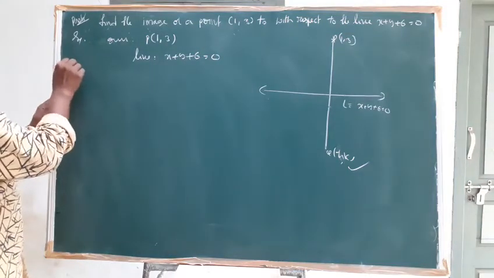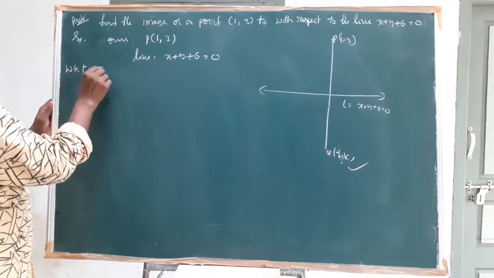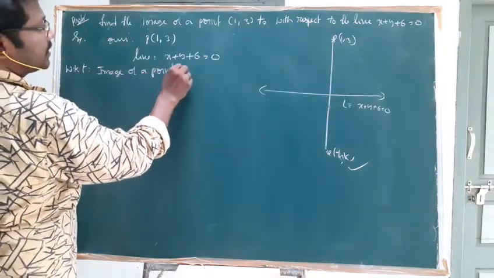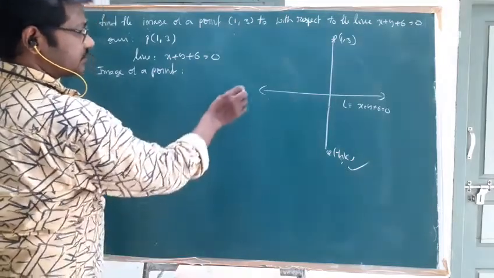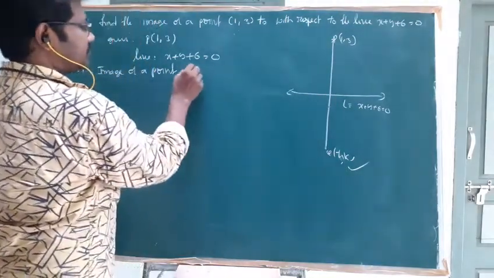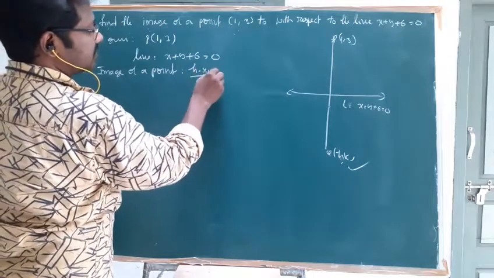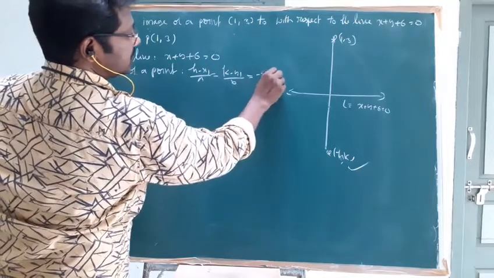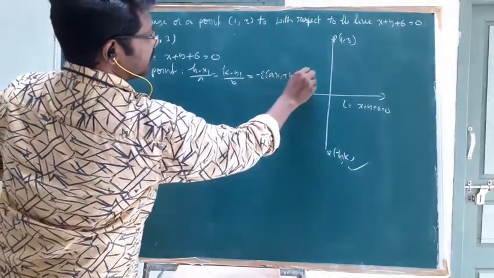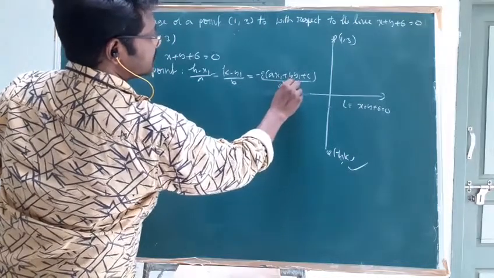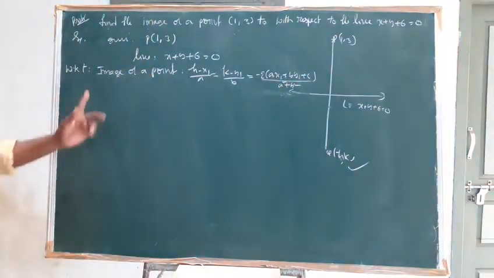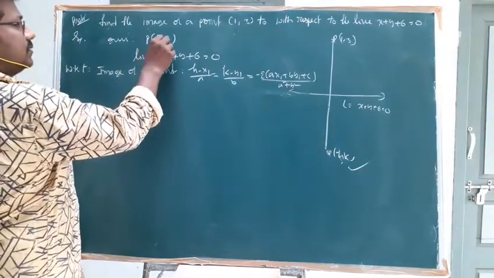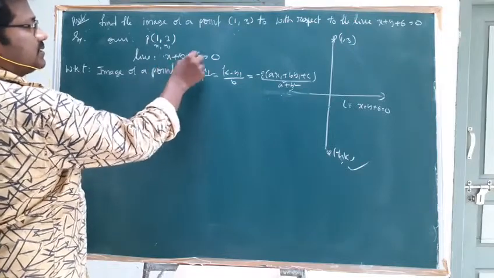Now, what is the image of a point formula? Children, image of a point: (h minus x1)/a is equal to (k minus y1)/b is equal to minus 2 into (ax1 plus by1 plus c) by (a square plus b square). This is the only formula now. Image of a point. Now this is x1, y1. This is a, this is b, this is c.